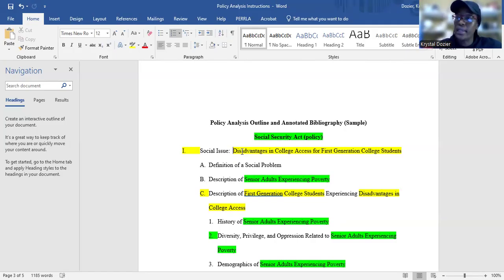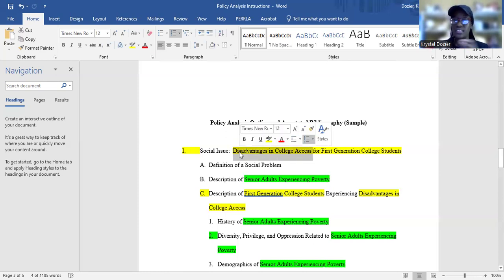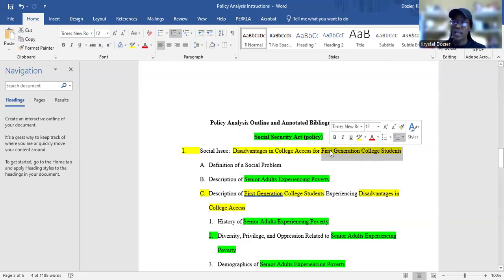We're going to define a social problem. That's your definition. And you're going to talk about it, right? So expanding on it. Don't just provide the definition and move on. Write a paragraph demonstrating your critical thinking about this definition. But you see how I changed it to disadvantages in college access for first generation college students. The social problem is disadvantages in college access, right? My target population is first generation college students.